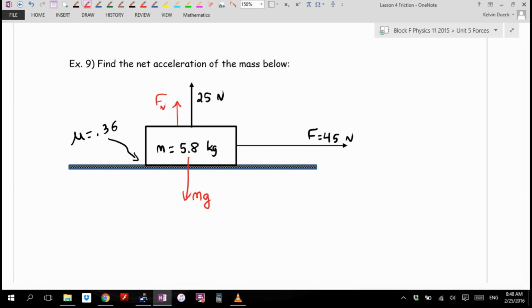Which way would friction be acting here? Which way is this box sliding, Cohen? To the right. So which way will friction be acting? I agree. And I'm pretty sure it's smaller than that 45. There. Is that okay, Cohen? Look at my picture.